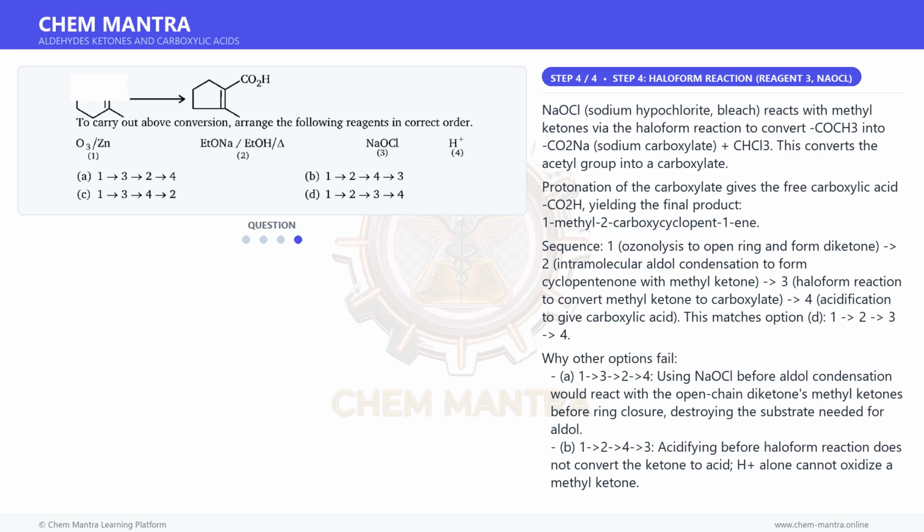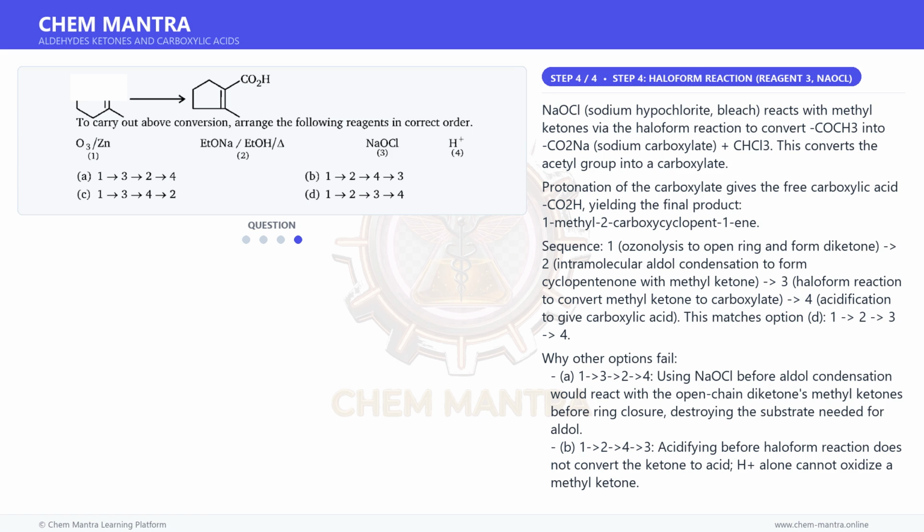COCH3 into CO2Na, sodium carboxylate, plus CHCl3. This converts the acetyl group into a carboxylate. Protonation of the carboxylate gives the free carboxylic acid, CO2H, yielding the final product 1-methyl-2-carboxycyclopentene. The sequence: 1. Ozonolysis to open the ring and form the diketone. 2. Intramolecular aldol condensation to form the cyclopentene with a methyl ketone. 3. Haloform reaction to convert the methyl ketone to a carboxylate. 4. Acidification to give the carboxylic acid. This matches option D, 1, 2, 3, 4.